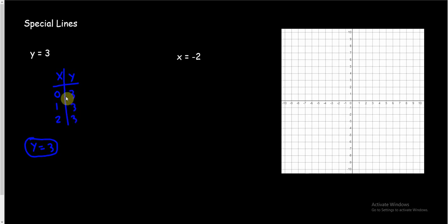Everything's 3's. So if I plotted this point, 0 in the x, 3 in the y, 1 in the x, 3 in the y, 2 in the x, 3 in the y direction, I get a line, but look what sort of line I get. I get a line that goes straight across, horizontal. So most people don't bother doing any sort of work here. They memorize that y equals a number is a horizontal line. And it's going to be at a height of 3.